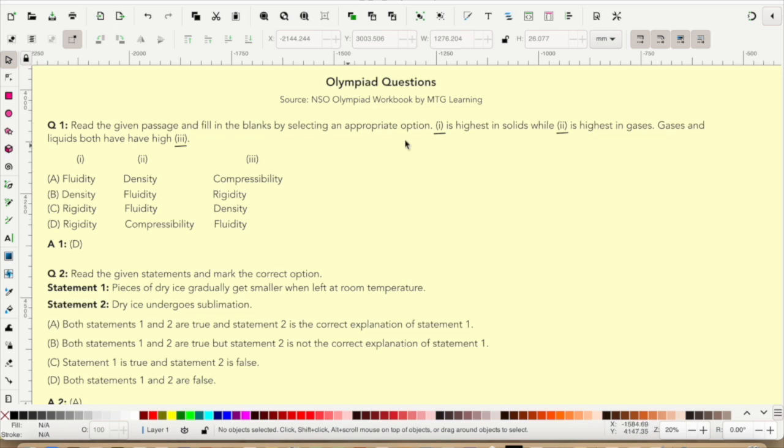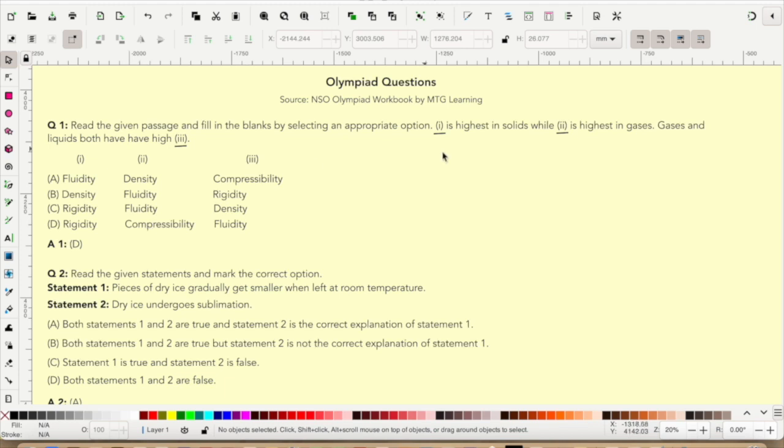Let us see. 1 is highest in solids. So out of 3 keywords, fluidity, density and rigidity, we have to choose. So what is highest in solids? It is either density or rigidity. It cannot be fluidity. So option A is wrong. Let us see the second keyword. Is highest in gases. So what is highest in gases? Density, fluidity or compressibility. It is either fluidity or compressibility.